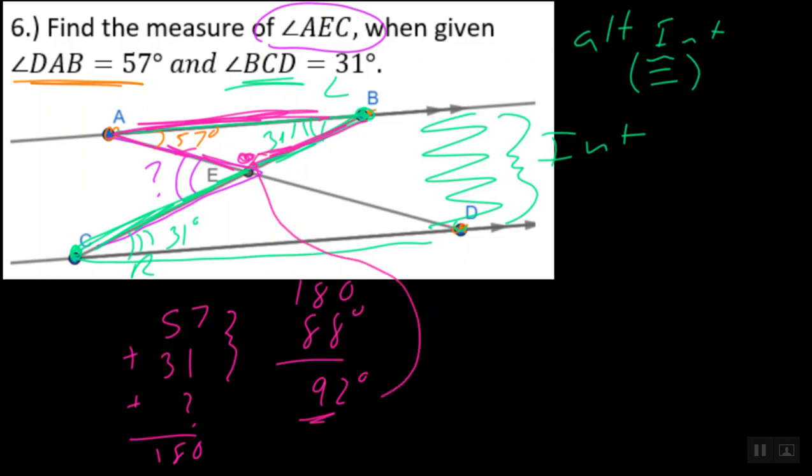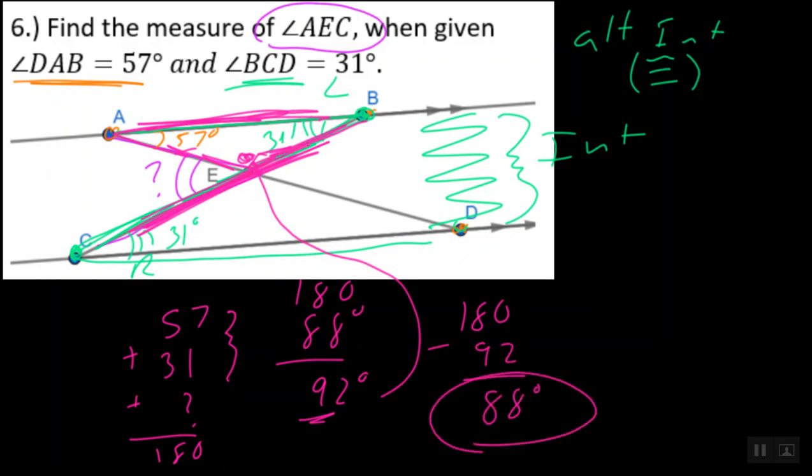Well, wait a second. The angle that we're searching for lies on a straight line. So I can straight up just do 180 minus 92, which gives us back 88 degrees. So it turns out this angle right here is 88 degrees.